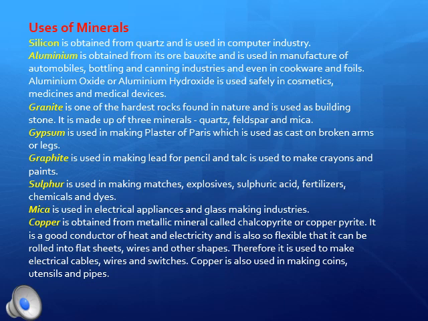Copper is obtained from the metallic mineral called chalcopyrite, or copper pyrite. It is a good conductor of heat and electricity, and it is also so flexible that it can be rolled into flat sheets, wires, and other shapes. Therefore, it is used to make electrical cables, wires, and switches. Copper is also used in making coins, utensils, and pipes.